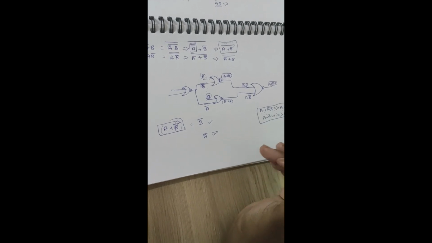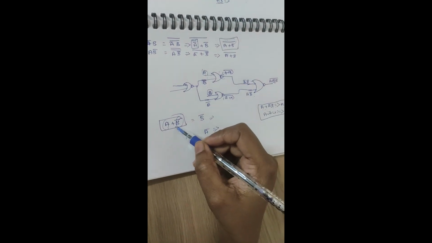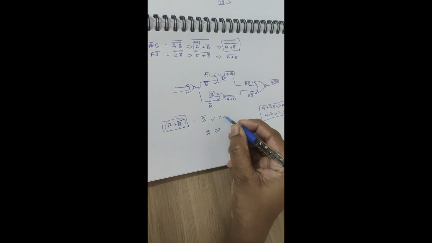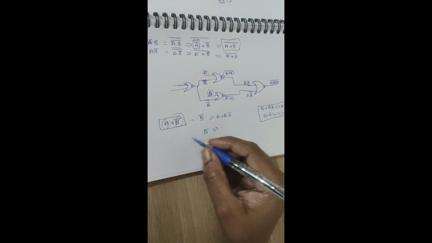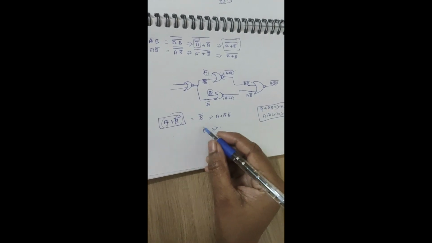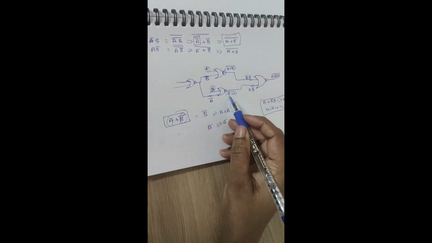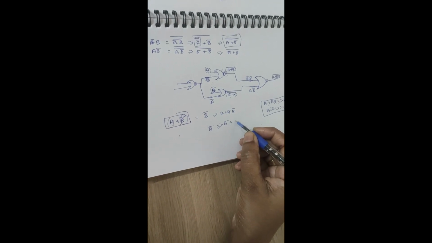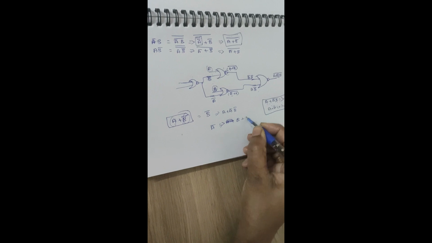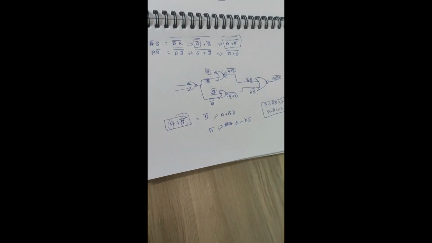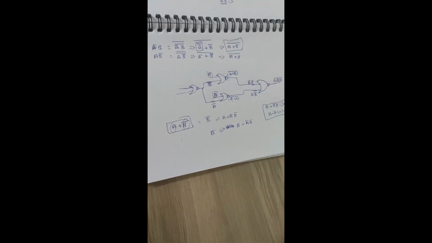So what I'm trying to tell, instead of A plus B bar, we can write it as A plus A bar into B bar. And here same like that, A bar plus B, we can write as A bar plus B plus A bar B bar. Okay, so now you come to know, right?